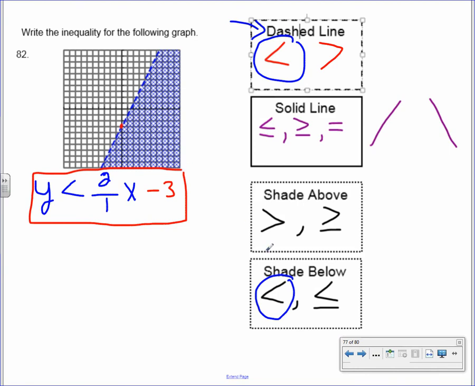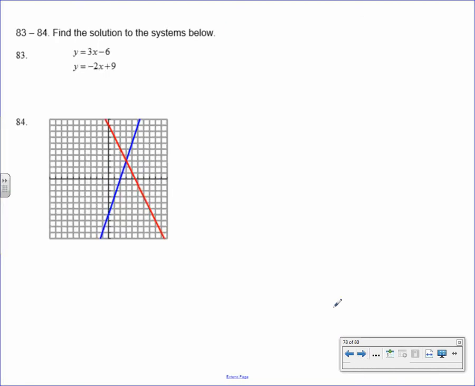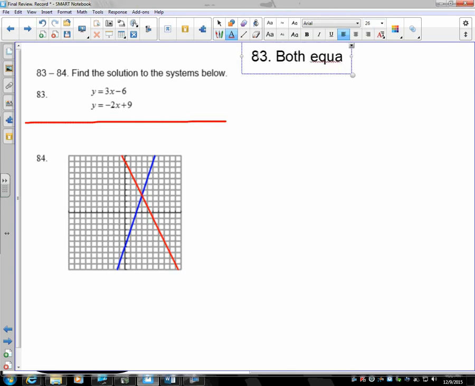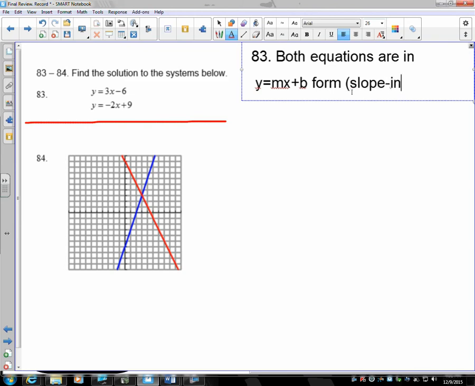Now let's look at number 83. Okay. What I notice about the two equations in my system is that both equations are in y equals mx plus b form. Okay? Both equations are in y equals mx plus b form. And a fancy way of saying that is both equations are in slope intercept form.